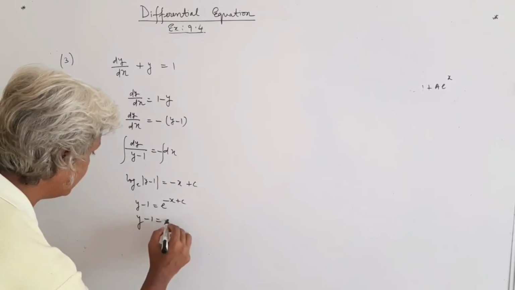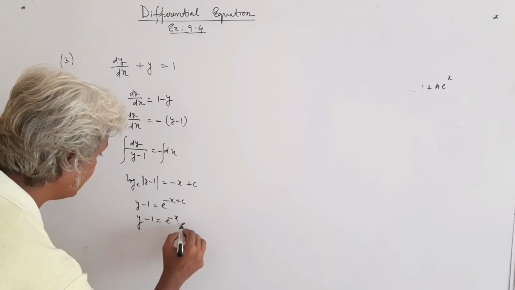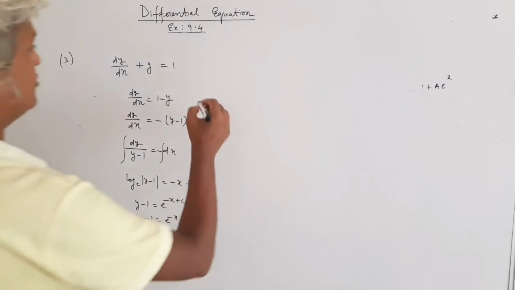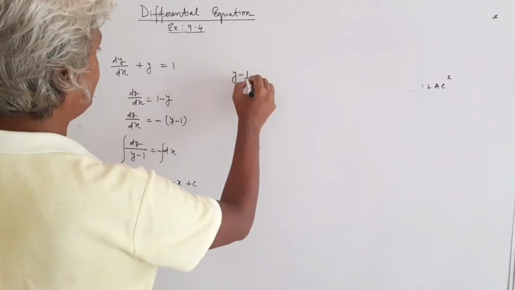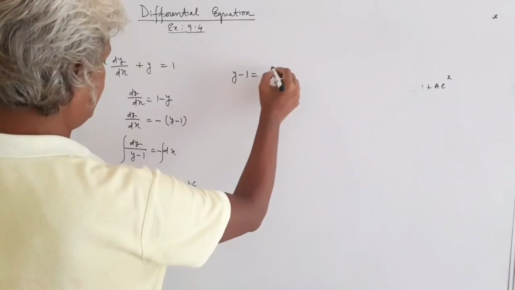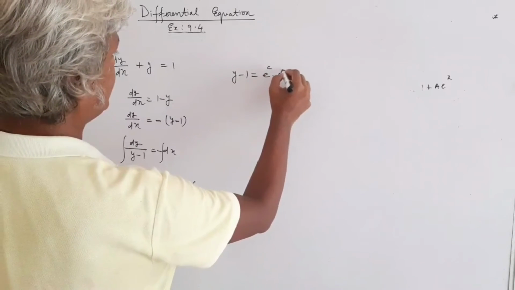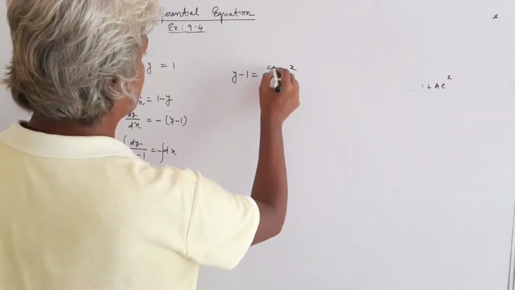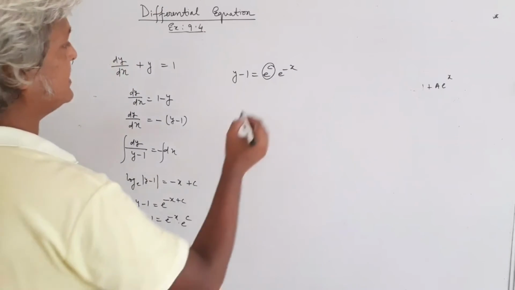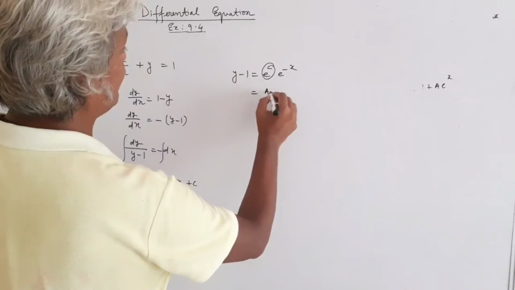Minus 1 is e to the power minus x into e to the power c. So what do we get? We are getting y minus 1 is e to the power c into e to the power minus x. So this is a constant, e to the power c. In place of this I can write a. Why am I writing a?